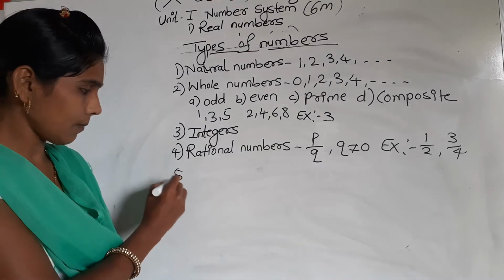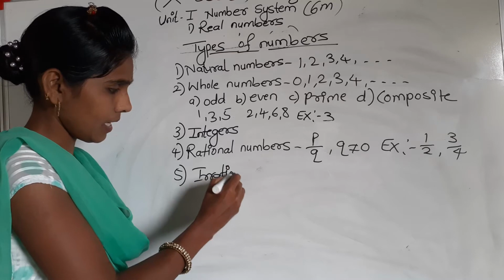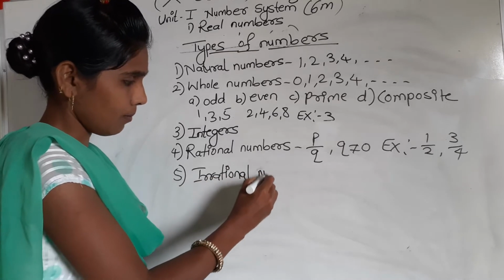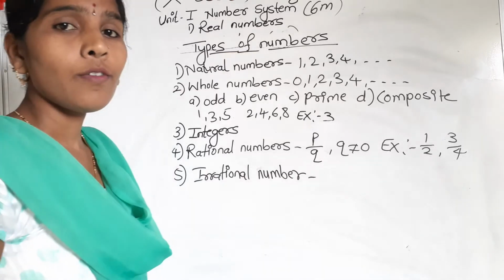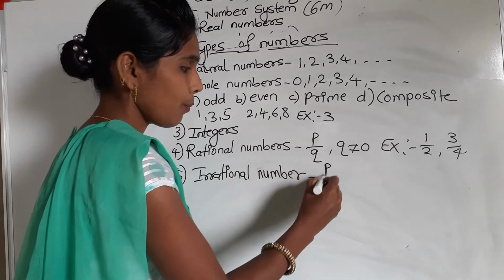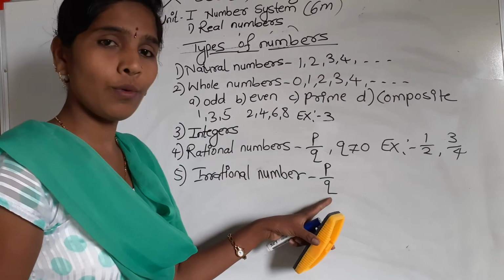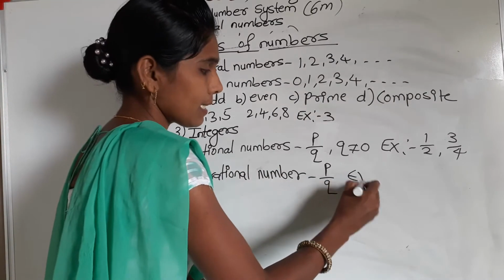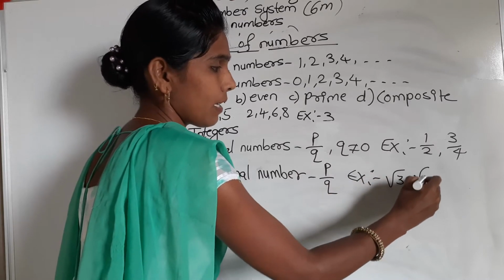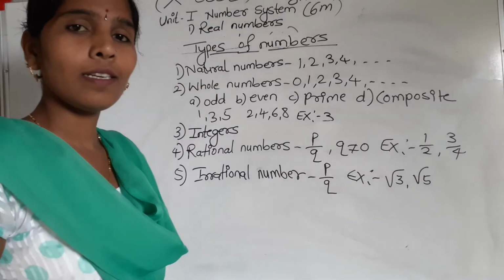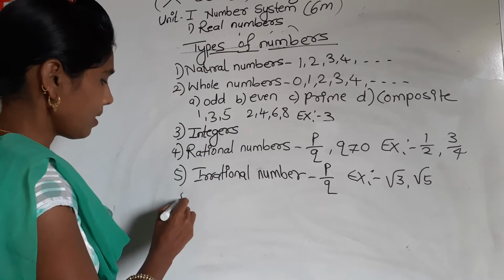Next one is irrational numbers. An irrational number is not of the form p by q. For example, √3, √5, these are irrational numbers. Next, coming to our chapter name, real numbers.